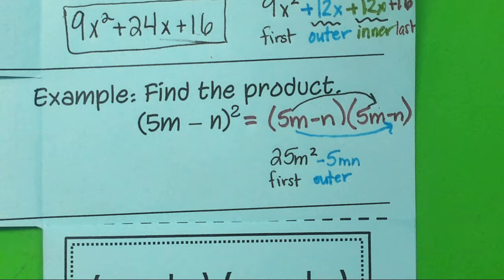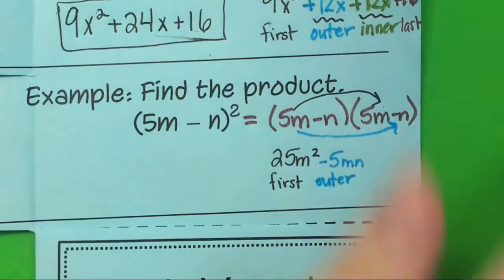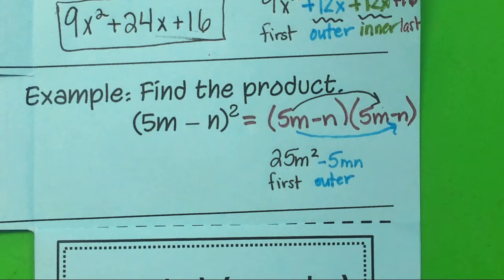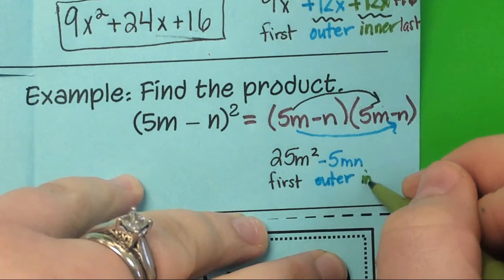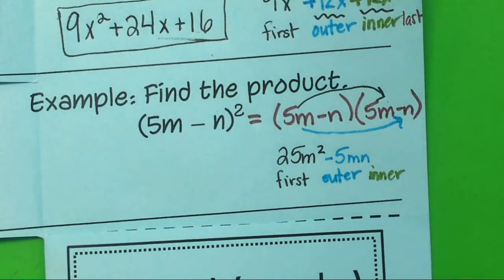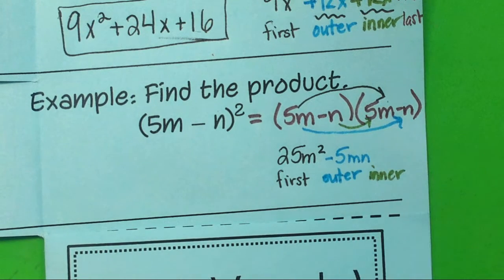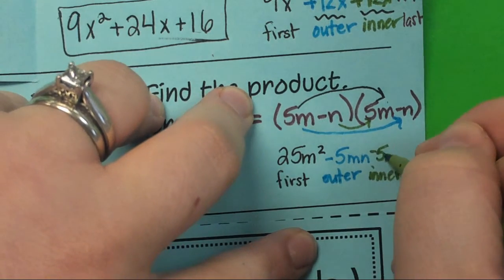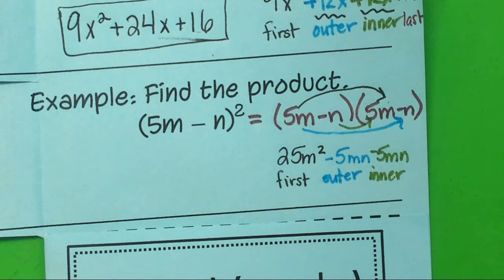So I did my first, I did my outer, and I've still got to do my inner and my last. My inner, who am I going to multiply for the inner? Negative n and 5n. And what do you end up getting? Again, notice you got it again. And the reason is because of this type, a minus b squared. We're going to end up combining like terms again in the middle. But since it started out being a negative, the middle term is going to be a negative term.